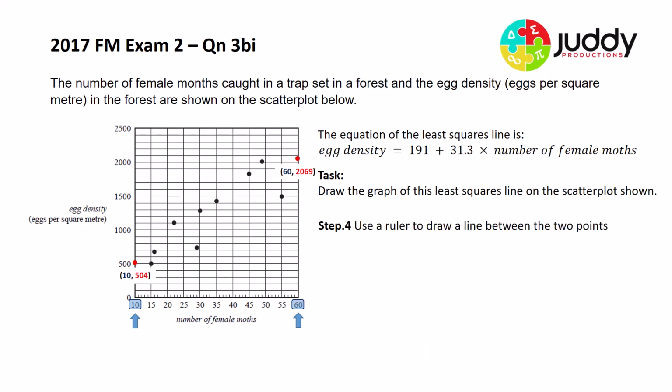Our final step is just to use the ruler and draw a line between the 2 points. And there, that's our answer done. It's as simple as finding a coordinate for the minimum number of female moths and a coordinate for the maximum number of female moths and joining with a line.